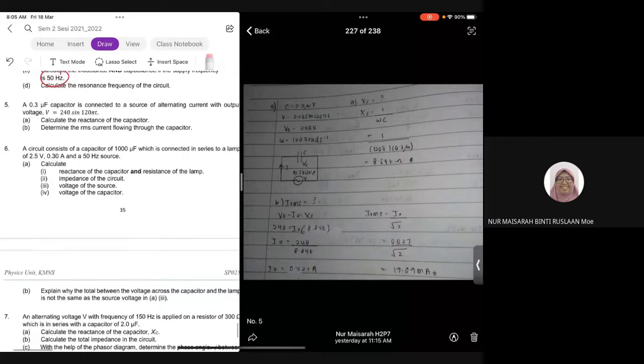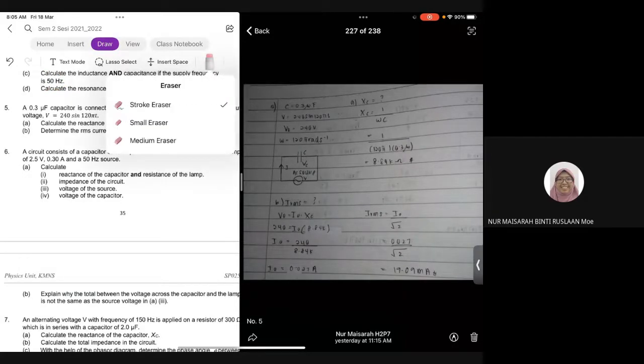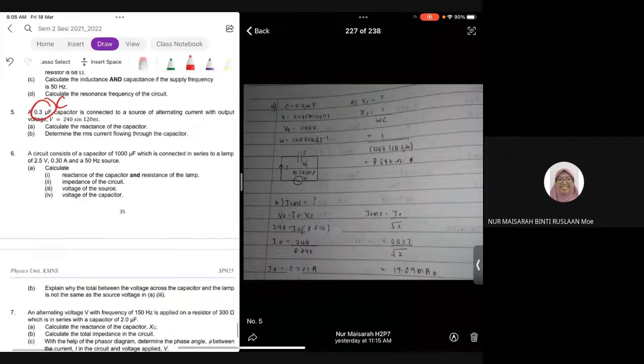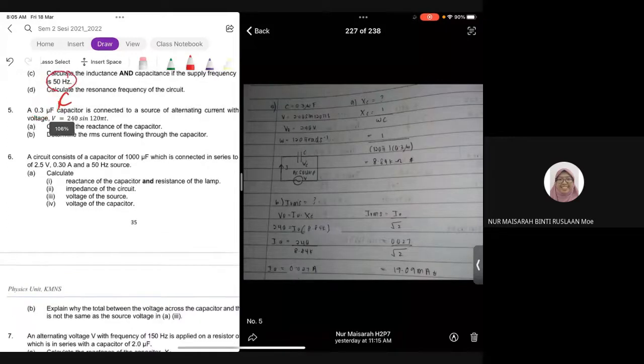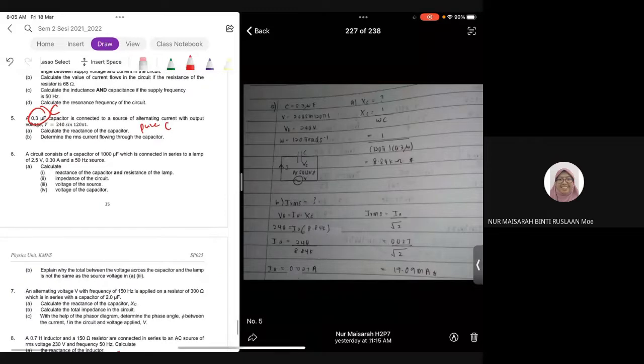Okey, nombor 5. 0.3, so ini capacitance. So this one is capacitance connected to a source alternating current with output of V. So ini hanyalah case capacitance, pure capacitor lah. Kalau saya lukis phasor diagram, phasor diagram saya akan jadi L terbalik, iaitu I V lah. So meaning dalam case ni I leads V. Dia suruh calculate the reactance of the capacitor.